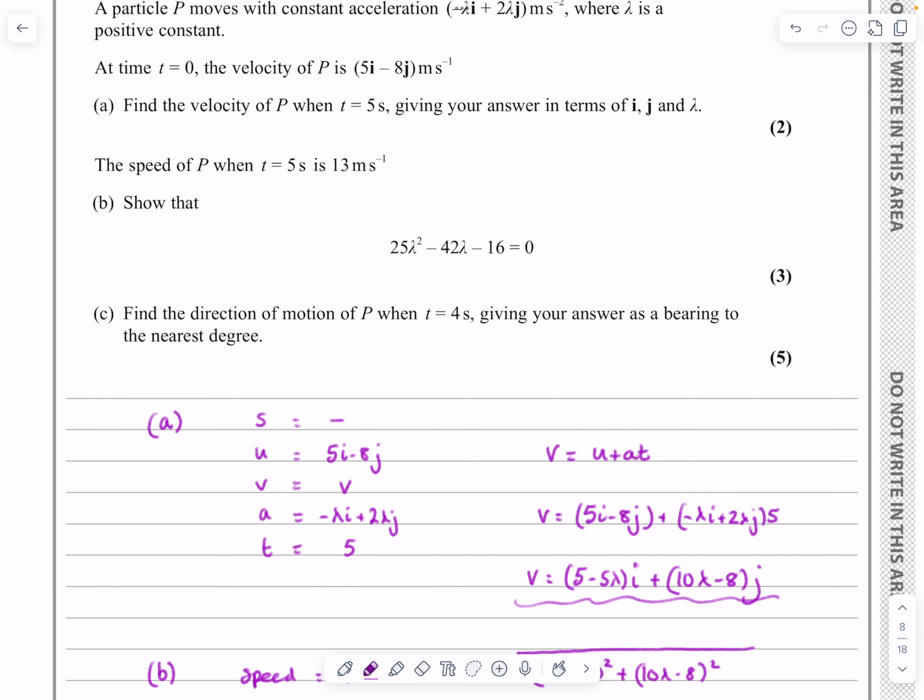Part C then says, can we find the direction of motion of P when t is equal to 4, giving our answer as a bearing corrected to the nearest degree.